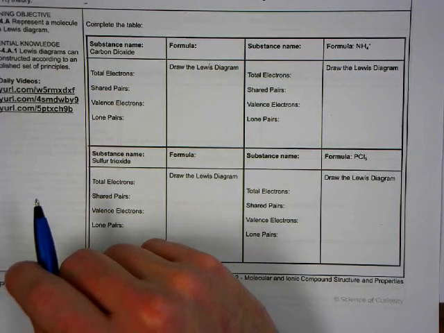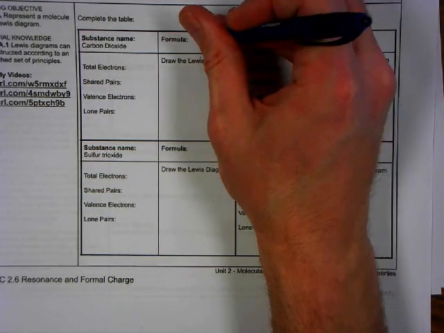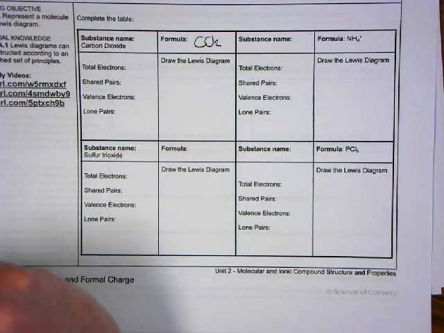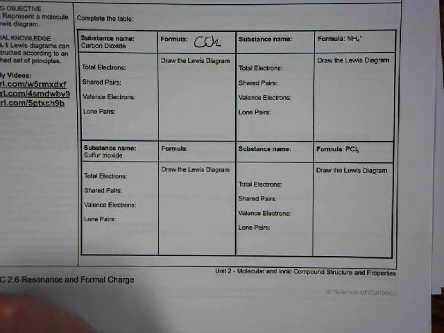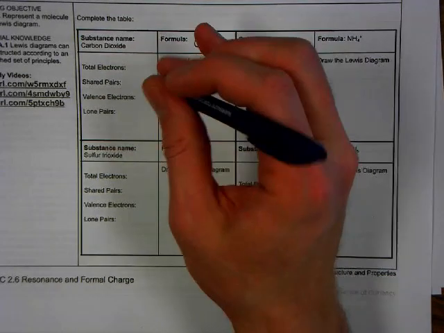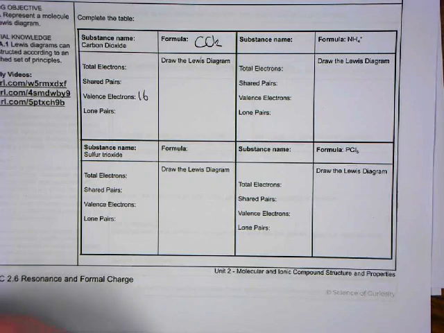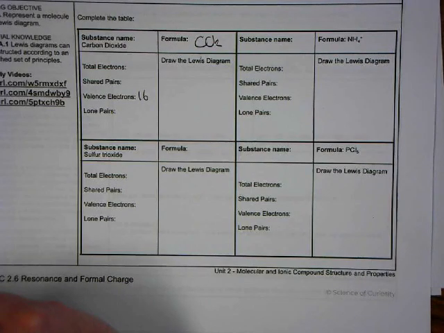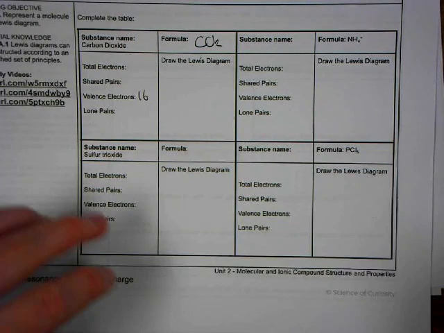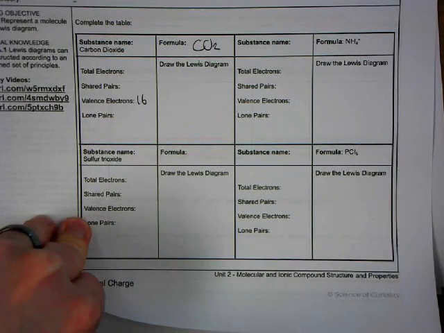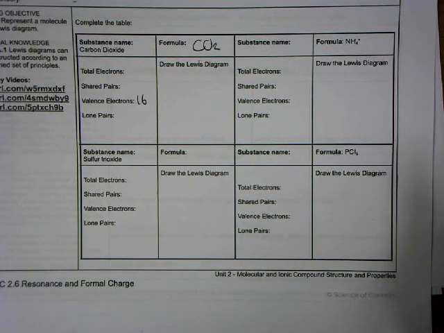Total electrons, I don't know why we need that, so we're going to skip that. All I really care about is valence electrons for CO2. So carbon dioxide is CO2. How many valence electrons would be in that molecule? 16. That was fast, but yes. 16. Now we're going to draw the formula.